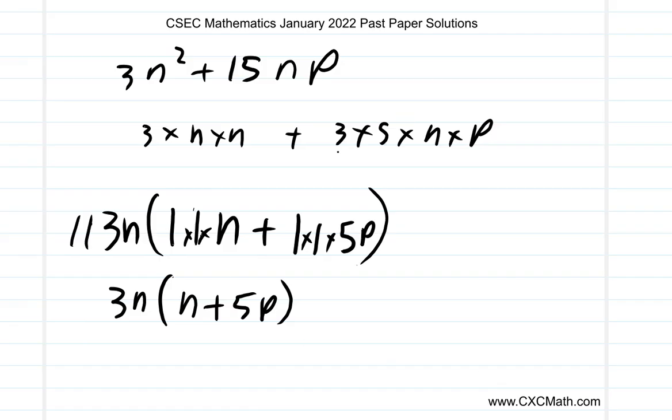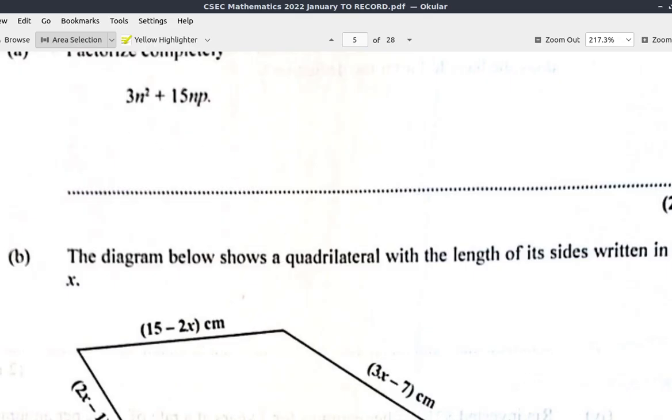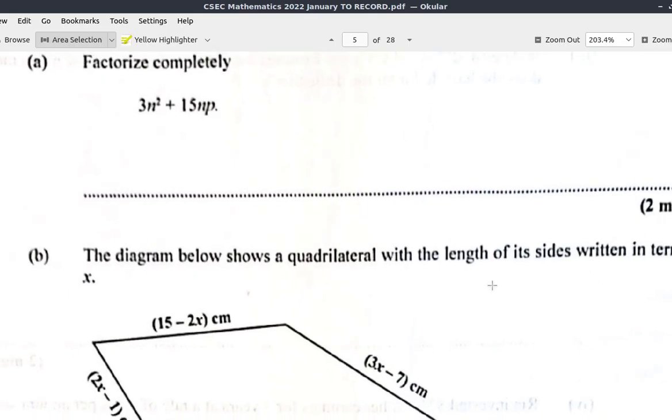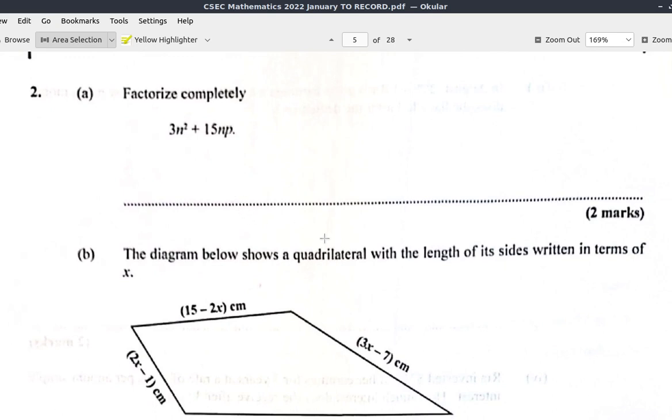So 3n squared plus 15np. Just to make sure, 3 outside the brackets is 3 times n squared plus 3 times 5, 15, n by that times p. Okay, so now part B.